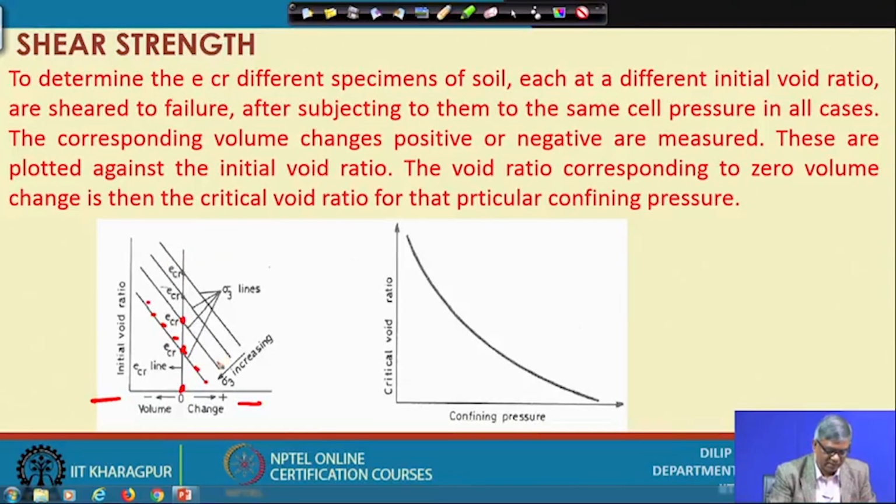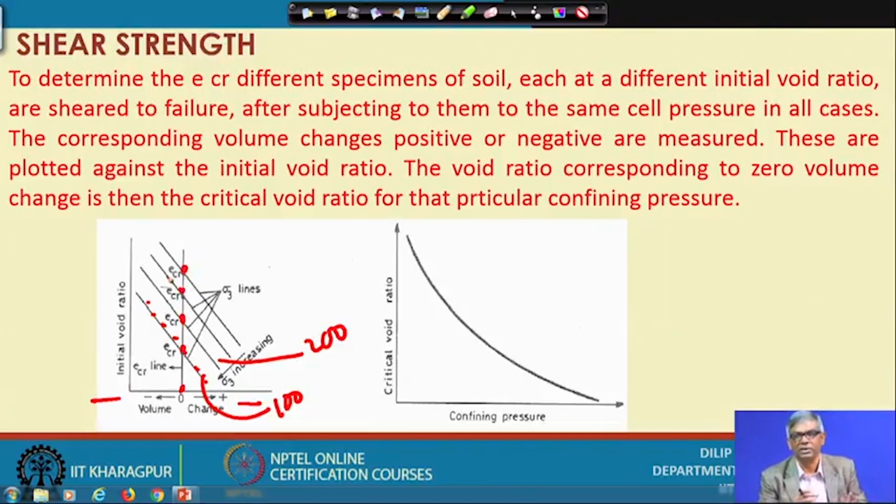Suppose the first is 100 kPa confining pressure and this is 200 kPa confining pressure. So for different confining pressures, we get different critical void ratios. By changing the confining pressure and the initial void ratio, we get those lines, which intersect the zero volume change line, and from there, for each sigma 3 value, I can get one critical void ratio. Finally, if I plot critical void ratio versus confining pressure, I will get a curve like this.